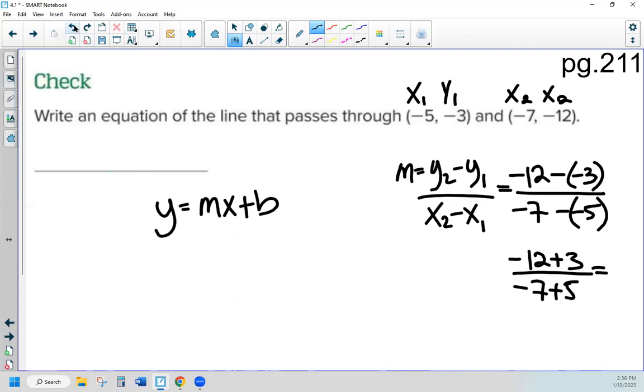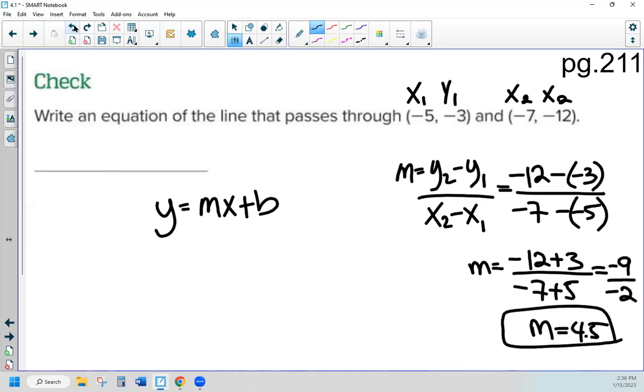Negative 12 plus 3 will give us negative 9. And then negative 7 plus 5 will give me negative 2. Let's bring the m down. So m, or the slope, is going to be negative. Oh, no, sorry. Negative divided by negative is a positive. So we have a positive 4.5. Cool.